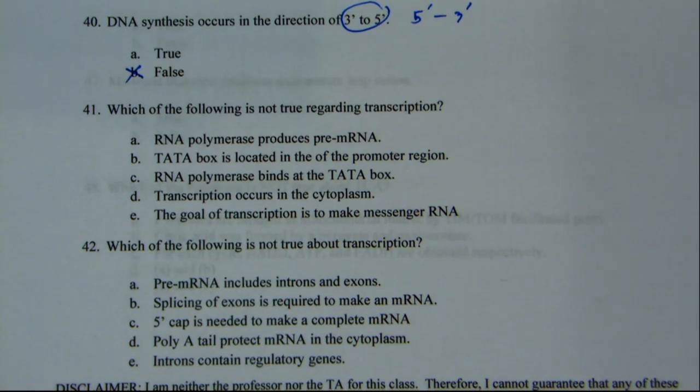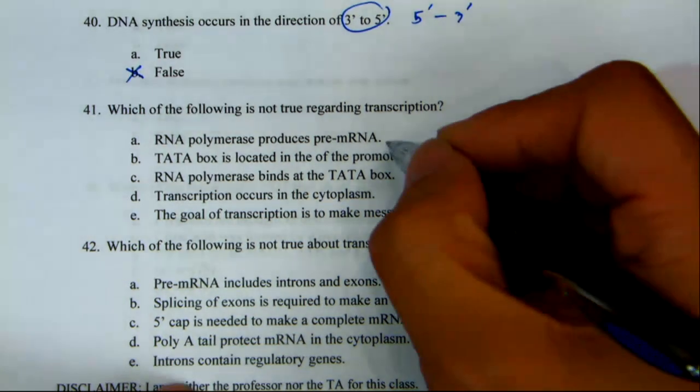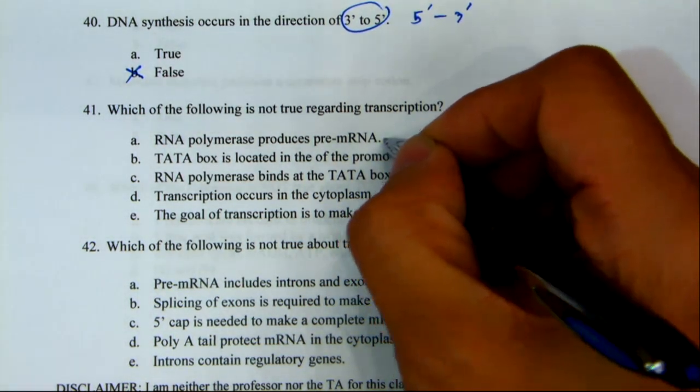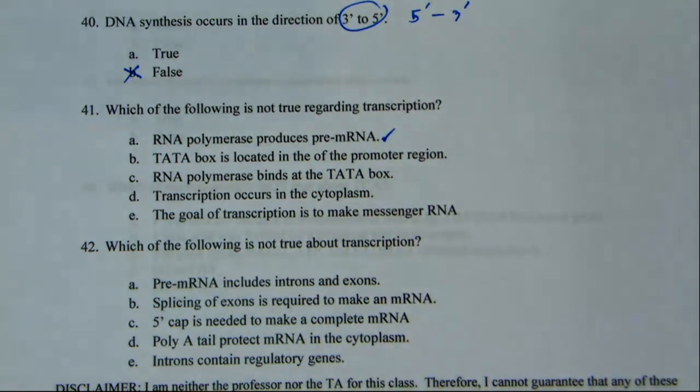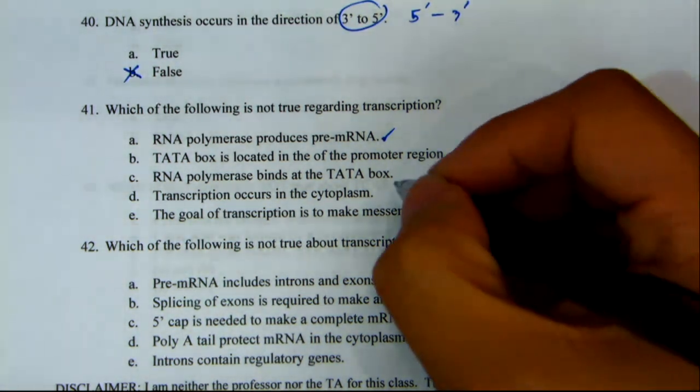Which of the following is not true regarding transcription? Okay, so the first one, RNA polymerase produces pre-mRNA. Is that correct? Yep. Right. So it produces pre-mRNA, not mRNA. So this one is true. TATA box is located in the promoter region. Right. RNA polymerase binds at the TATA box. It's also correct.